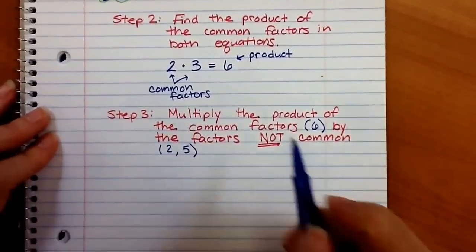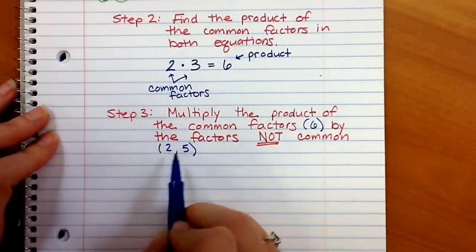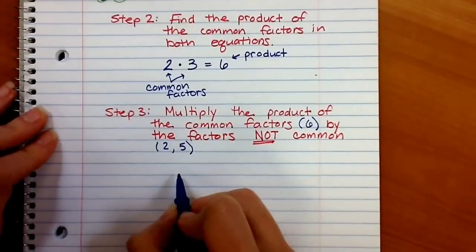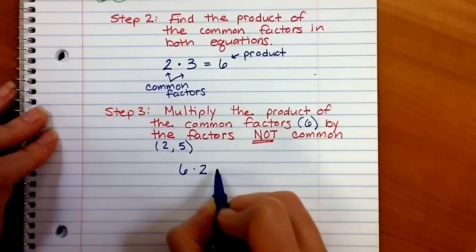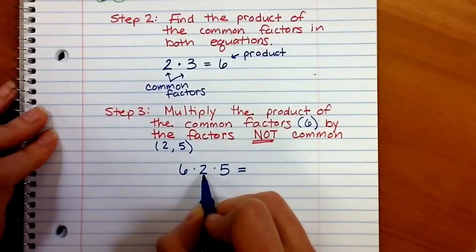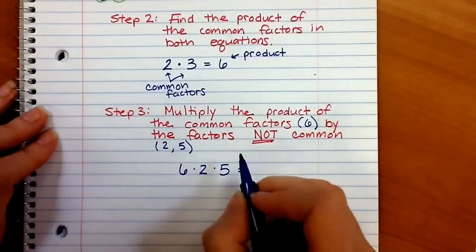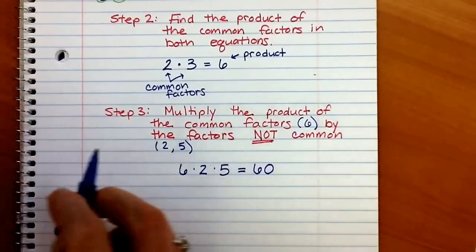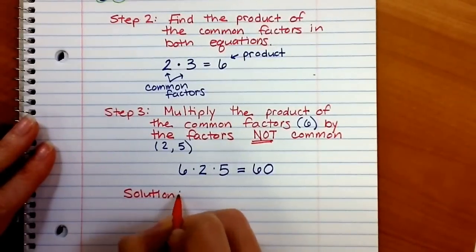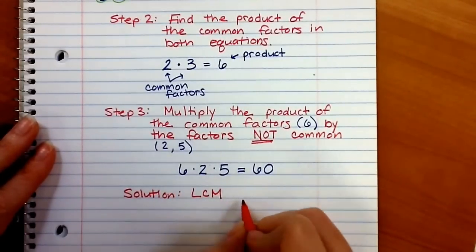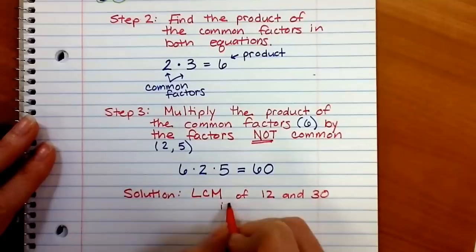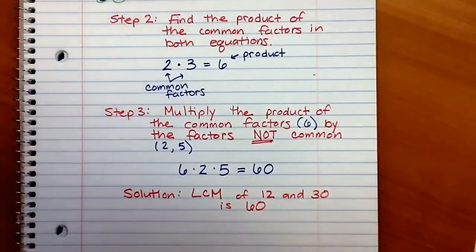So for this third step, I'm taking the product and I'm multiplying it by the factors that were not common. So this would look like 6 times 2 times 5. And 6 times 2 is 12, and 12 times 5 would give me 60. Therefore, I have my solution. The least common multiple, LCM, of 12 and 30 is 60. And that is my answer.